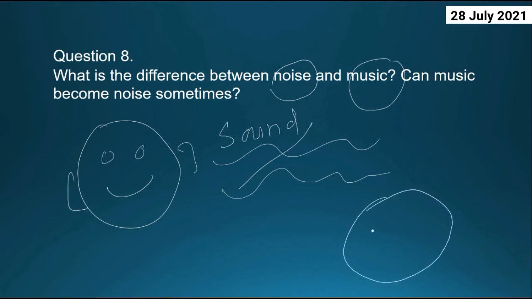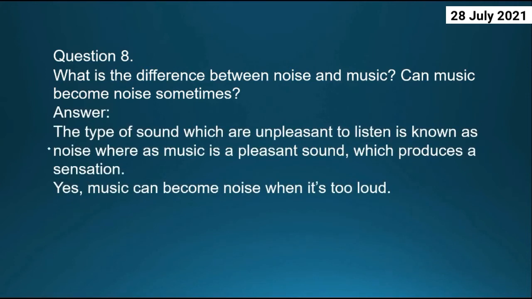Now if you are angry, annoyed by listening to a particular sound, then it's a noise. So your answer can be like this. You try to write in your own words the type of sound which is unpleasant. So this is the word which is to be highlighted, unpleasant to listen, known as noise, right? Whereas music is a pleasant sound which produces a good feeling, a good sensation, right?